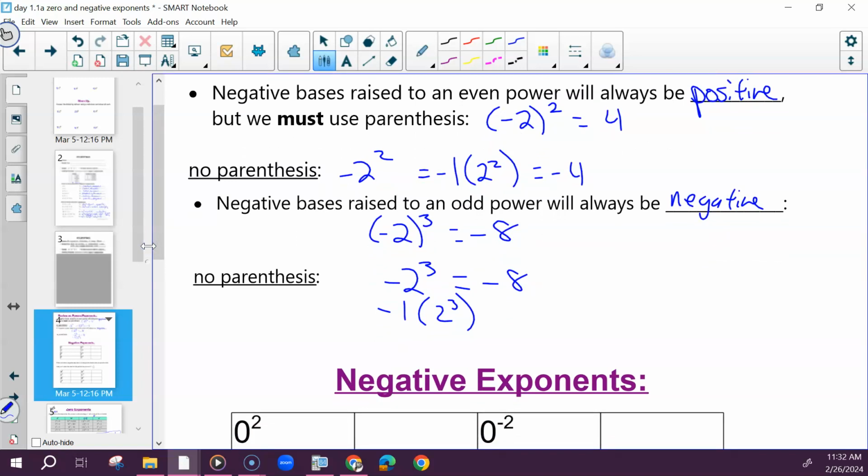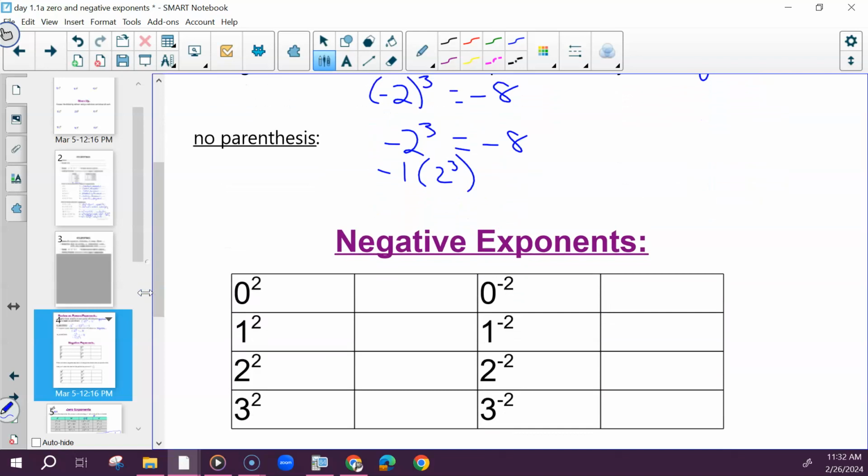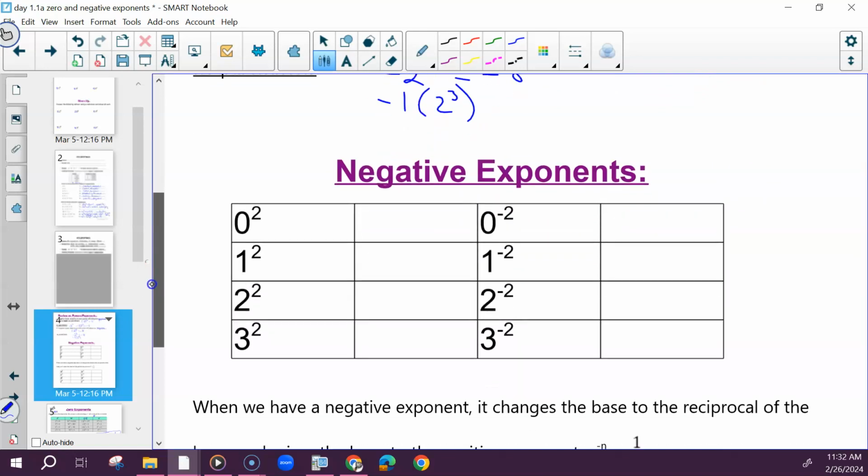So we were talking about negative bases, but now we're talking about negative exponents. If I had exponents in general, like 0 squared, this would be the same thing as 0 times 0, which we know is 0. If I had 1 squared, that would be 1 times 1, which is 1. 2 times 2 is 4, and 3 times 3 is 9. There we go.